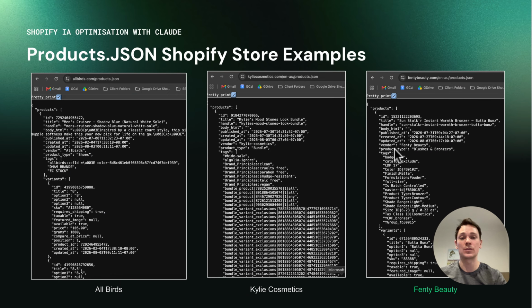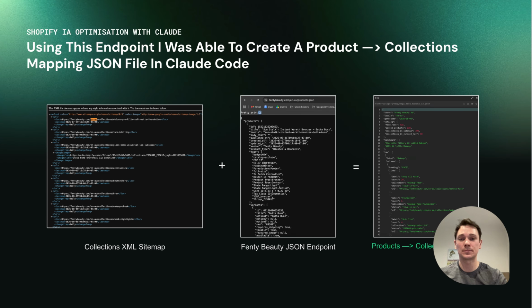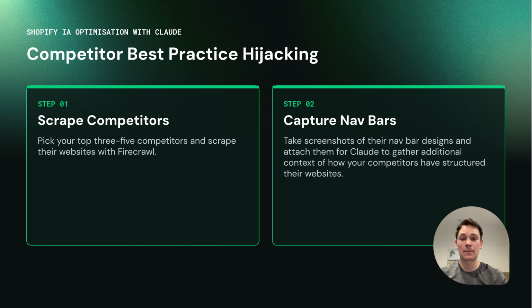So here's what the products.json file looks like for Shopify stores. They're very common across all Shopify stores unless they're being blocked. So here's Allbirds, Color Cosmetics, and Fenty Beauty, which we'll be using as our example. Using this endpoint, I was able to create a product to collections mapping JSON file in Claude Code. So here's the collections XML sitemap. I mapped that to the JSON endpoint. We're able to create this mapping structure in the JSON file using Claude.